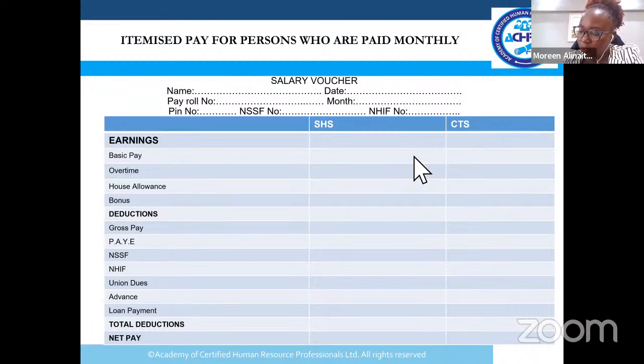Is gratuity taxable? Yeah, the KRA is saying that they are taxing the gratuity. KRA says they tax the gratuity. Yeah, gratuity is taxable, according to KRA.